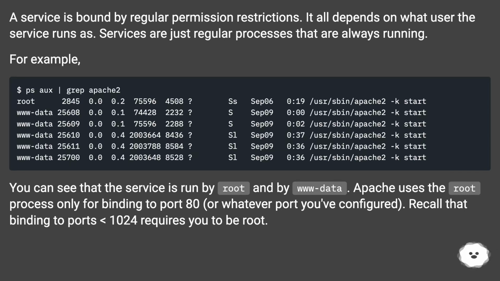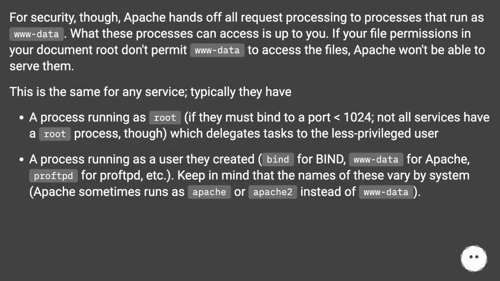Apache uses the root process only for binding to port 80, or whatever port you've configured. Recall that binding to ports lower than 1024 requires you to be root. For security, though, Apache hands off all request processing to processes that run as www-data. What these processes can access is up to you.